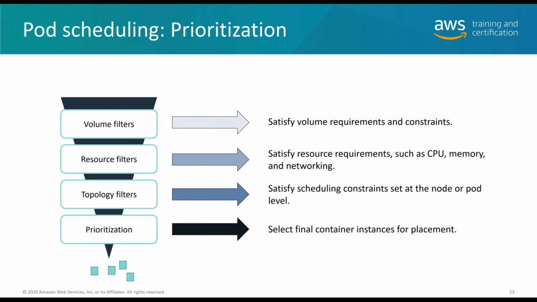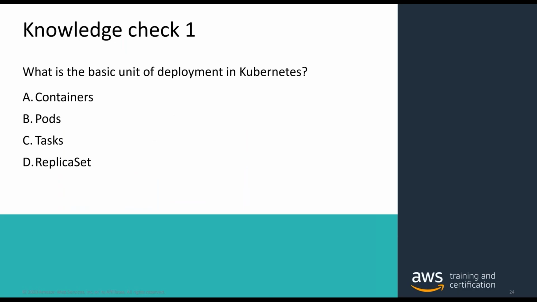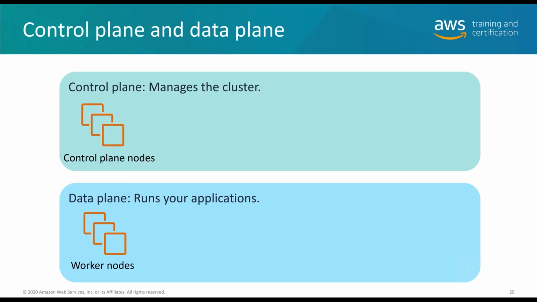And so prioritization just takes the list of available worker candidates and scores them. And then things get scheduled, right? That's what happens after that, is that things get scheduled.